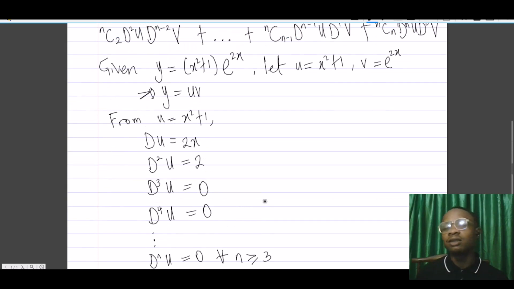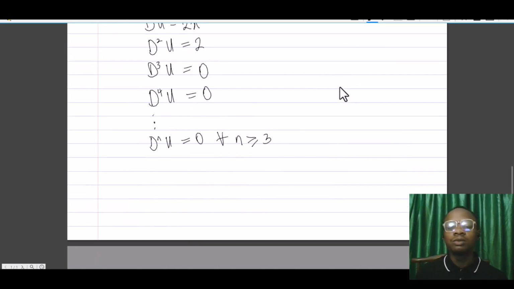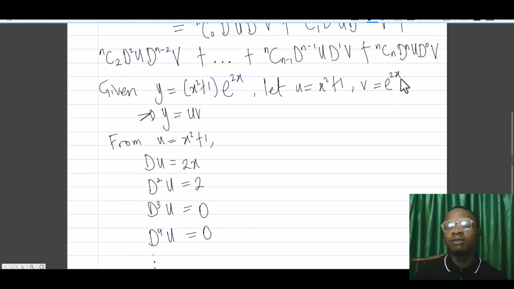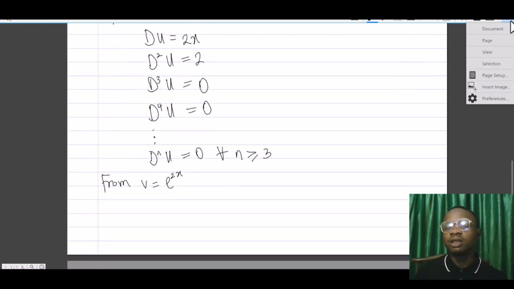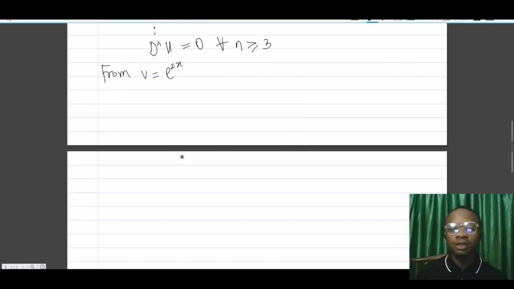Then we consider the other one, which is v, where v is equal to e to the power of 2x. So we want to observe what its derivative is going to be. So let's add an additional page here. From this, we see that the first derivative of v is the derivative of e to the power of x, which is e to the power of x, but we have 2x here, so we have to take the derivative of this and multiply by that. So this will be 2 e to the power of 2x.